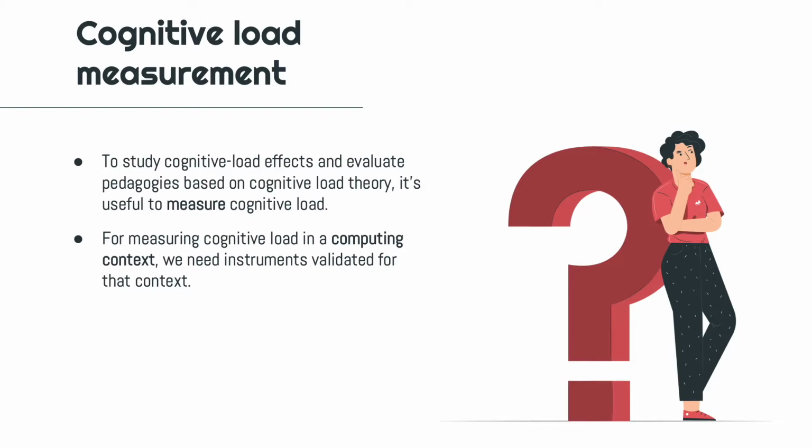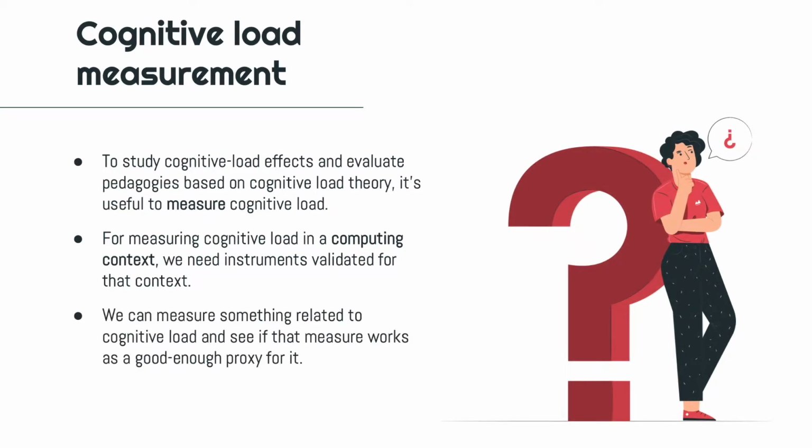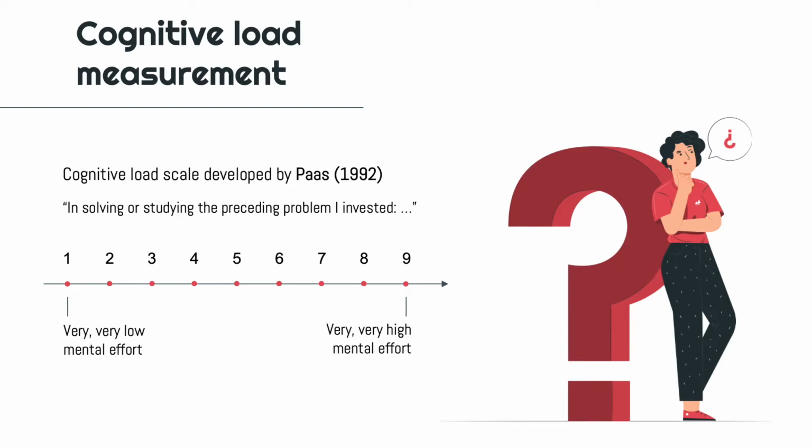We can't directly see cognitive load in the human brain. What we can do is measure something related and see if that measure works as a good enough proxy for cognitive load. One of the most common ways to do that is to ask learners to evaluate their own mental effort immediately after a learning activity. Here's an example. This simple question has been used in many studies to good effect. However, single-item surveys tend to provide noisy data. Moreover, this question is about overall cognitive load, whereas researchers would often like a more nuanced picture.